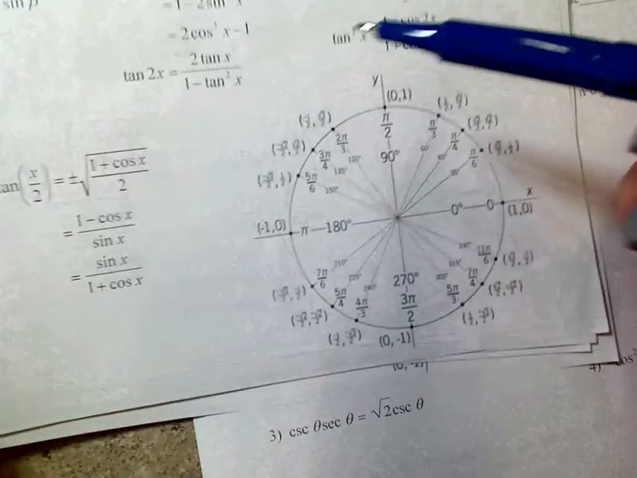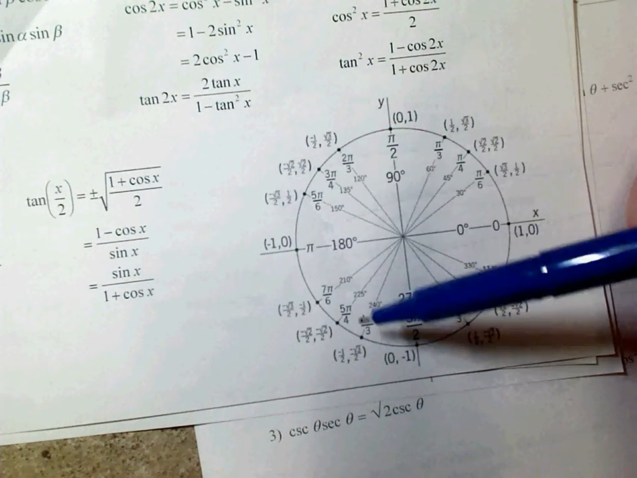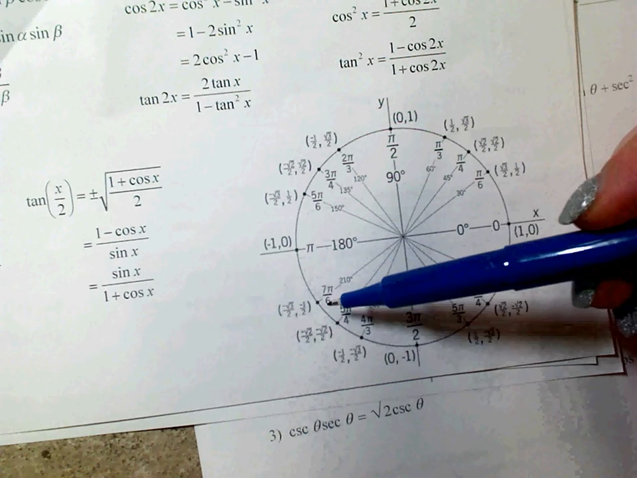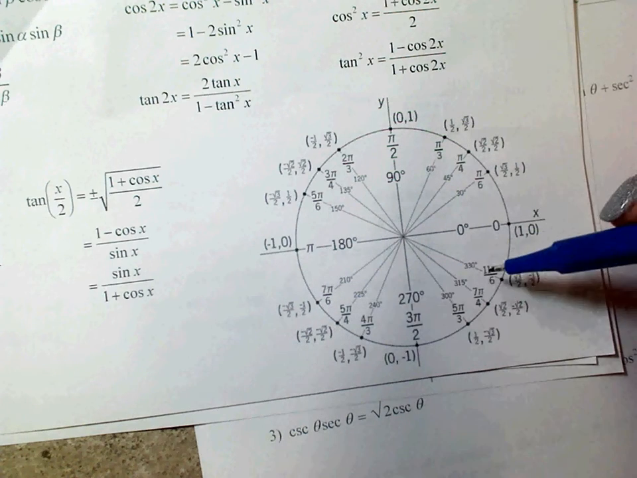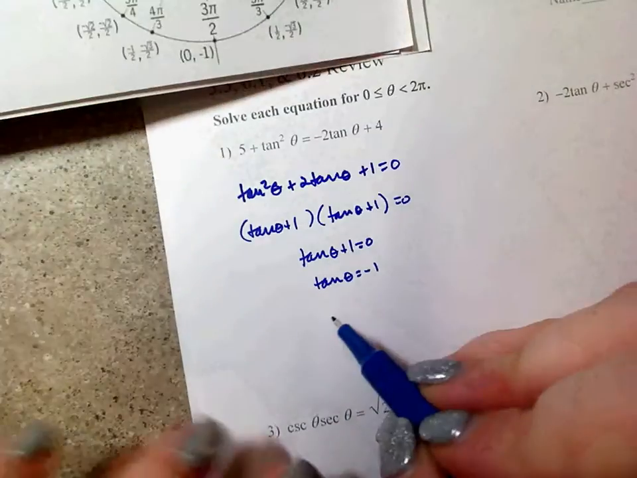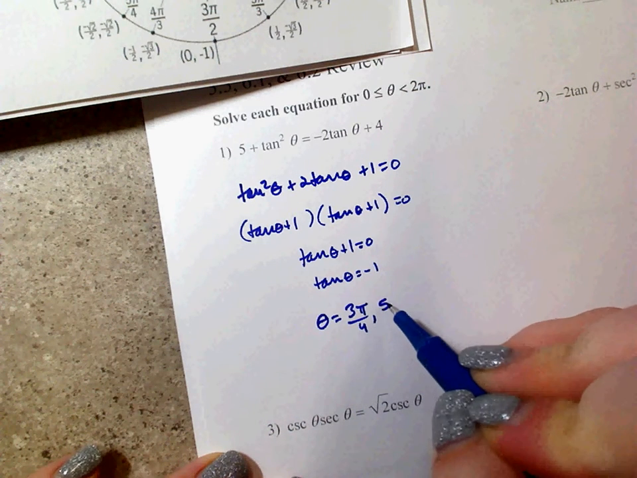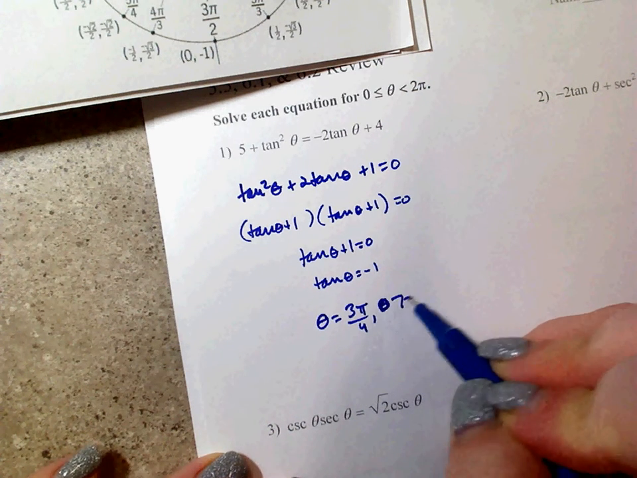Yep. So I need 3 pi over 4 because I've got something divided by negative itself, and then not 5 pi over 4 because they're both negative, but 7 pi over 4 where I've got a negative divided by a positive. So my answers are 3 pi over 4 and just kidding, 7 pi over 4.